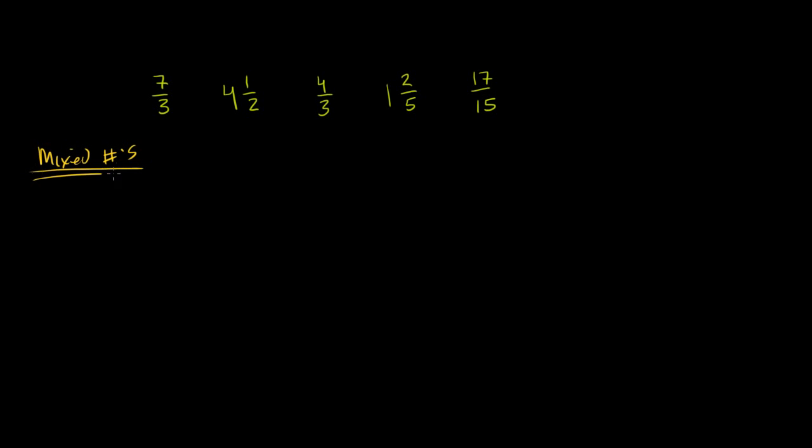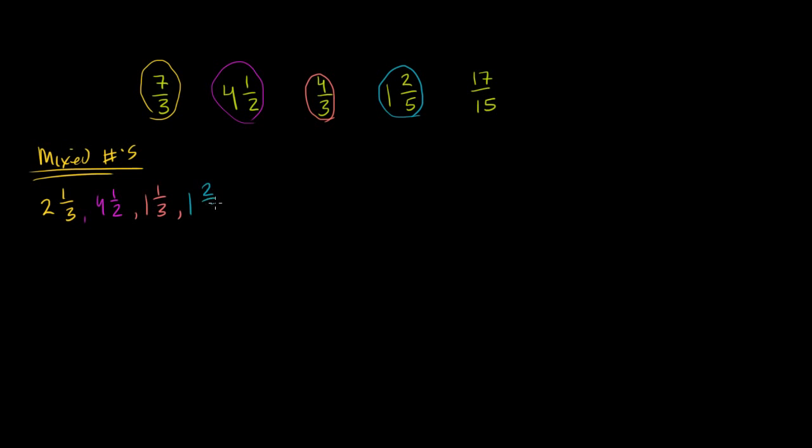So if we write them all as mixed numbers, this number, 3 goes into 7 2 times, and the remainder is 1. So it's 2 and 1/3. Then we have our 4.5, which is already a mixed number. Then this one over here, 3 goes into 4 one time with the remainder 1. So this is 1 and 1/3. And then you have 1 2/5, which is already a mixed number. And finally, 15 goes into 17 one time with the remainder of 2. So this is 1 2/15.